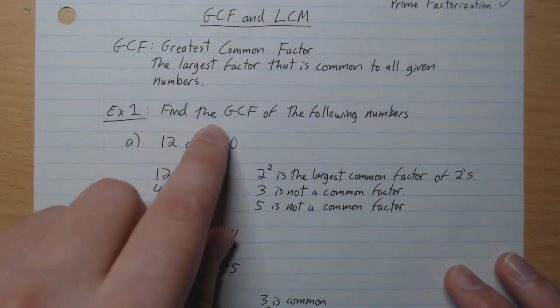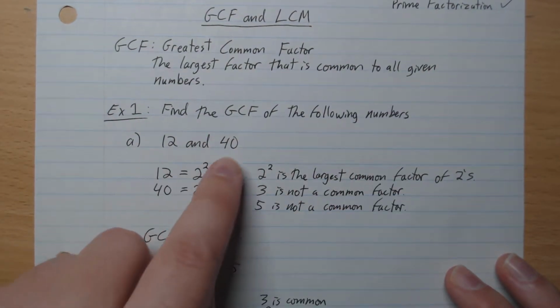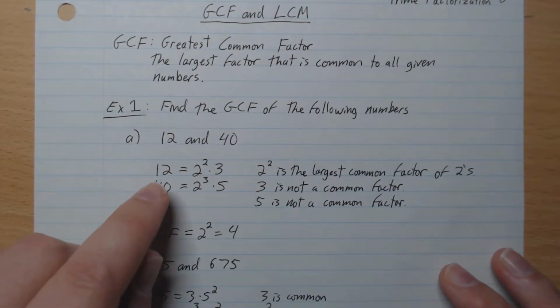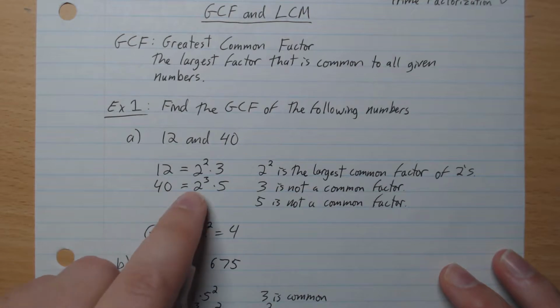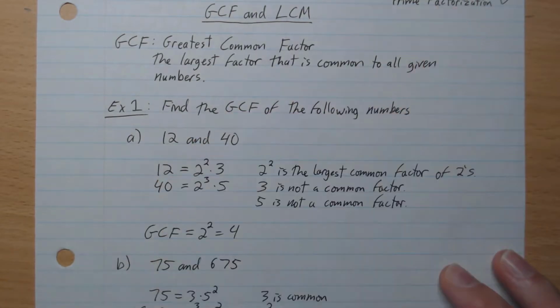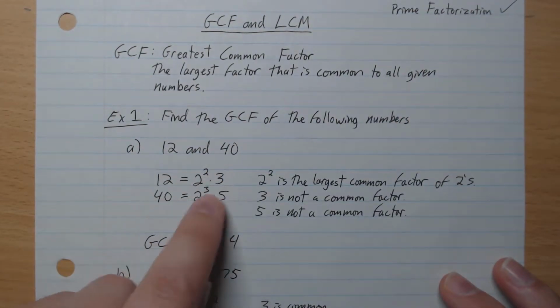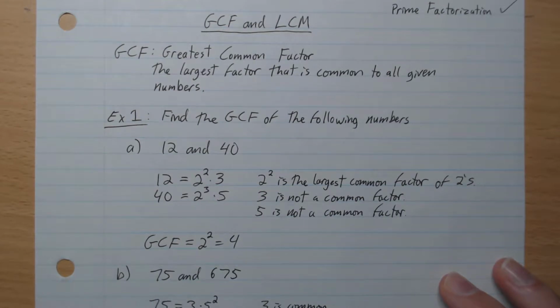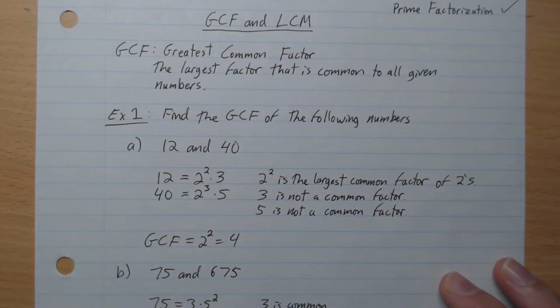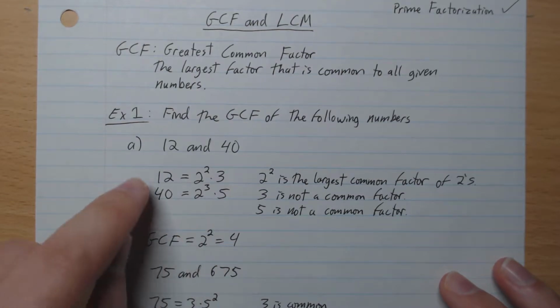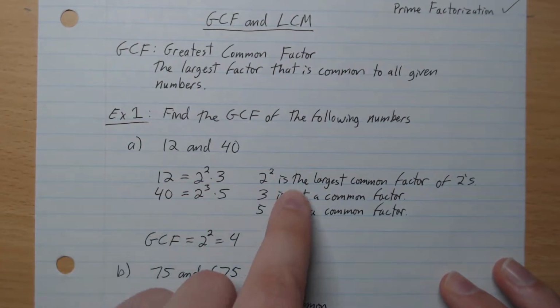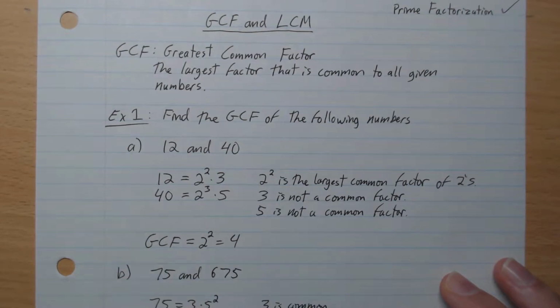Example 1, find the GCF of the following numbers, 12 and 40. So we're going to break up 12 to be 2 squared times 3, and 40 is 2 cubed times 5, right? We saw this in our prime factorization, that this is how we do it. And so we notice that 2 squared is the largest common factor of 2's, right? 2 is in common, 2 squared is in common, but not 2 cubed. 2 cubed is for 40, not 12. So 2 squared is the largest common factor for the 2's.